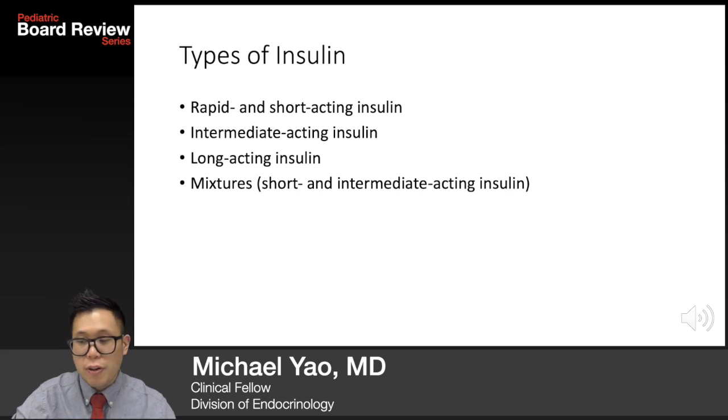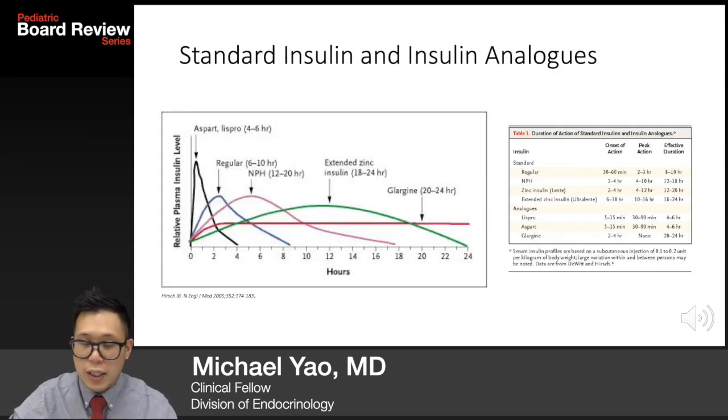Regarding types of insulin, there are 4 main types. The first is rapid or short-acting insulin, and this is your Humalog or Novolog. You have intermediate-acting insulins, and the most common one is NPH. There are also long-acting insulins, and this is your Lantus, Basaglar, or Tresiba. And then there are also mixture insulins. The more common one used is Novolog 70/30, which is a combination of a short-acting insulin and an intermediate-acting insulin.